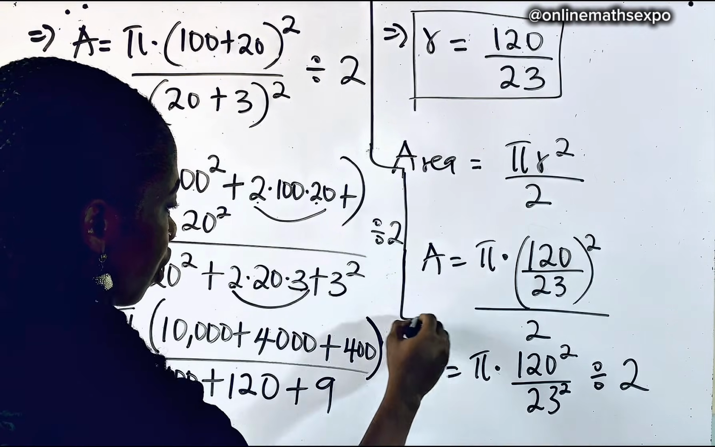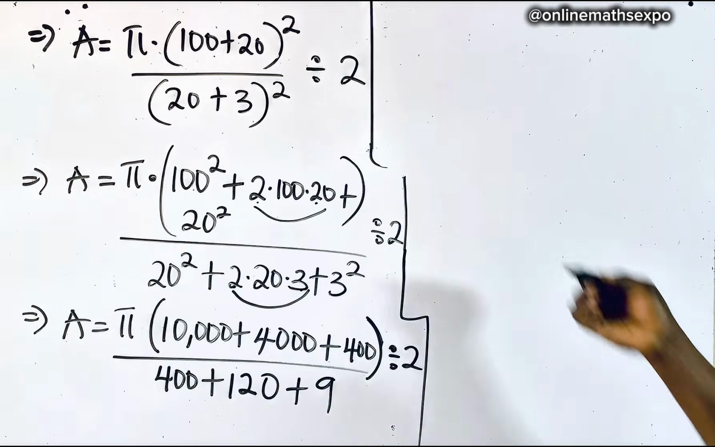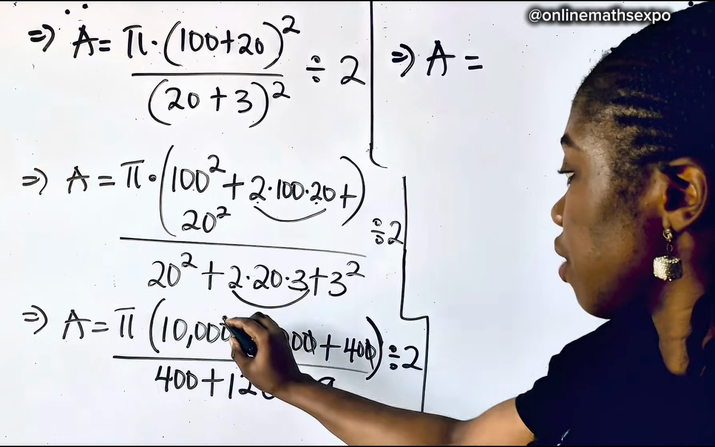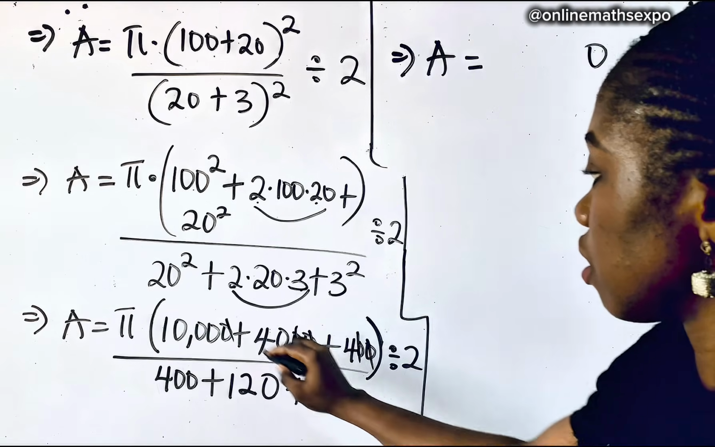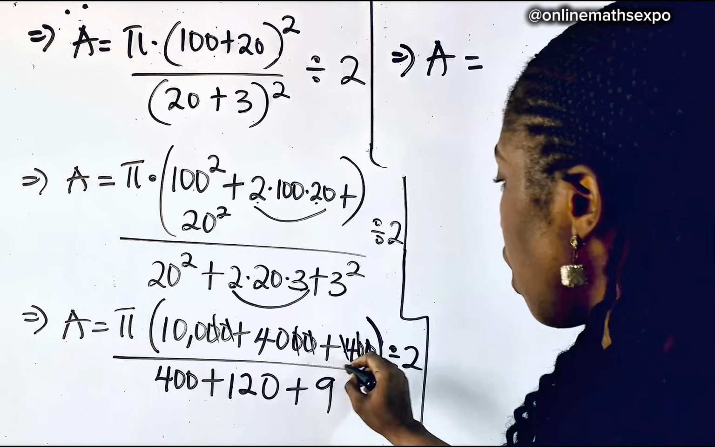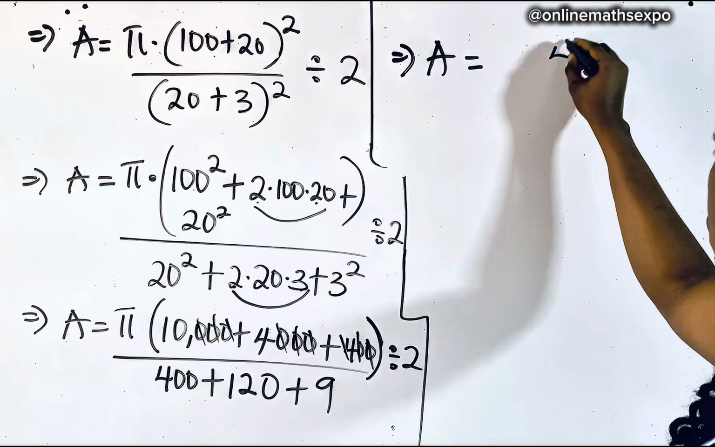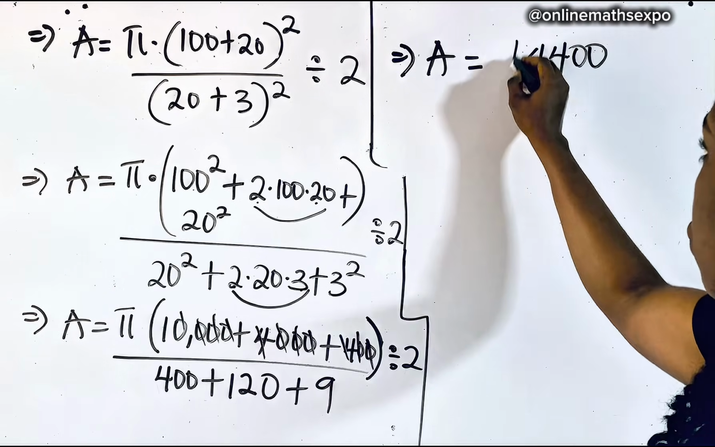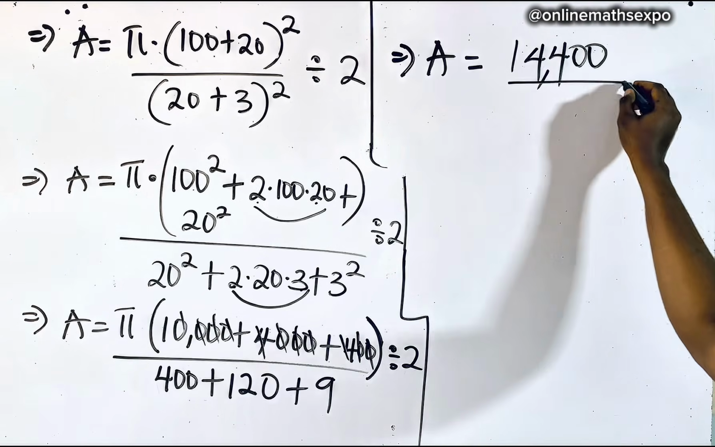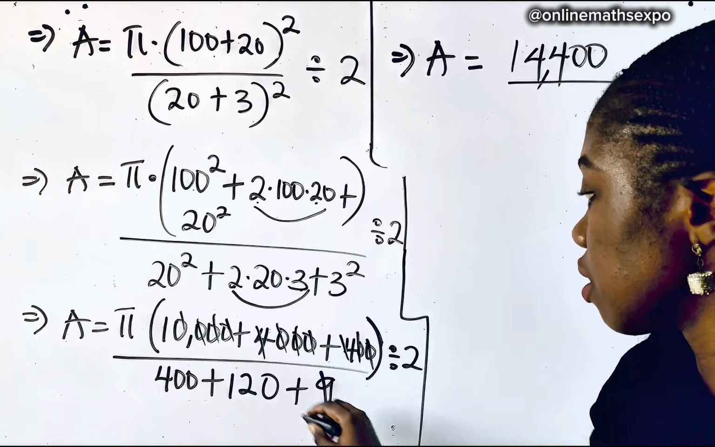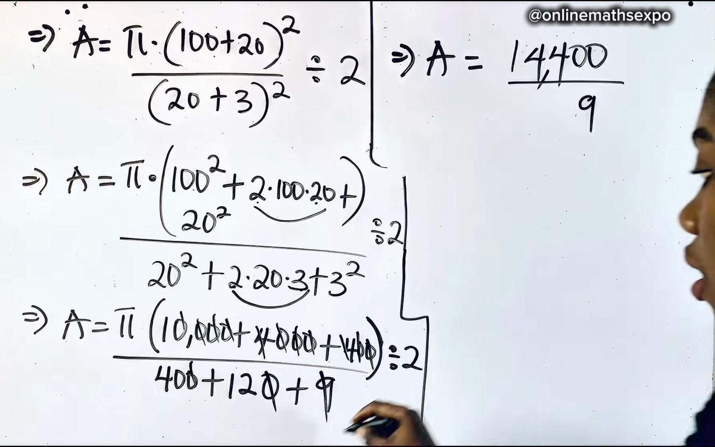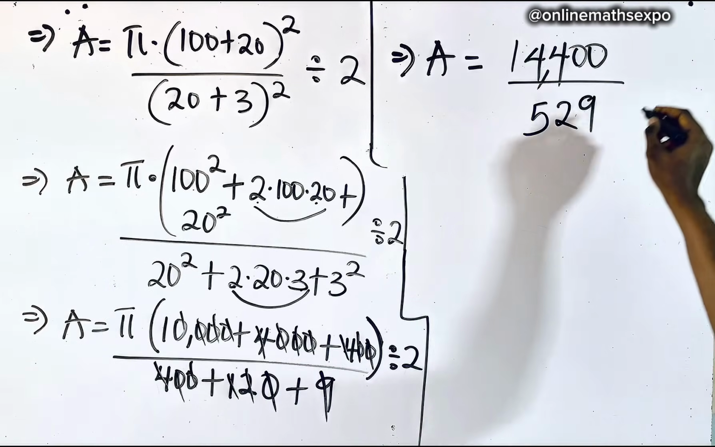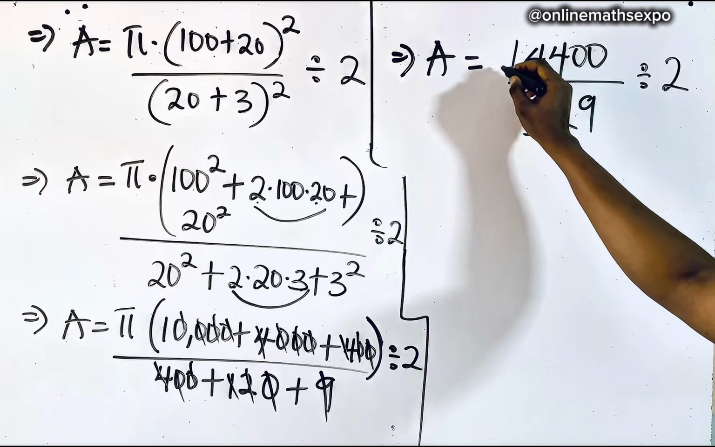So what do you do at this point? Let's keep simplifying. So we now have area is equal to, add this up, 0 add 0 add 0, we have 0. Then add this, we still have 0. 4 add 0 add 0 will give us 4. Then we have 4 add 0 will give us 4. Then we have this one. So it gives us 14,400 divided by, add this, it gives us 9. Add this and this, it gives us 2. Add this and this, it gives us 5. And it's also divided by 2. Remember, we have our pi here.